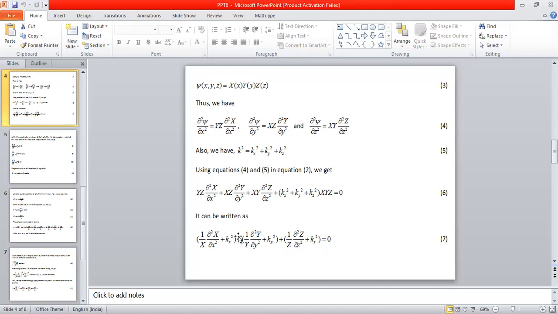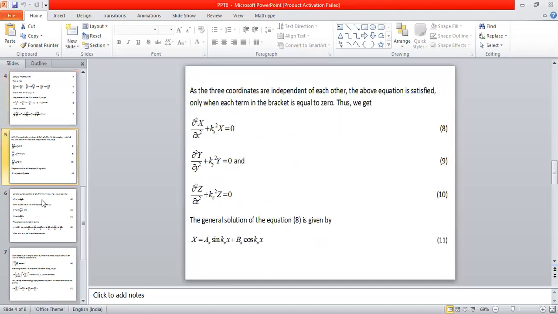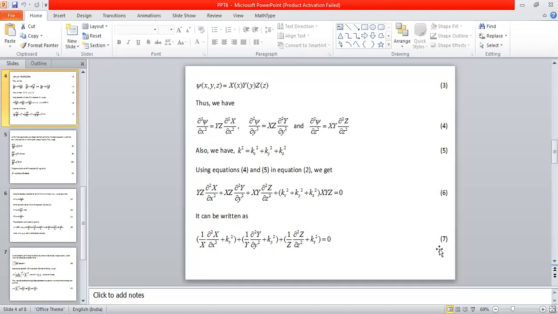So therefore, since we have three different terms which are independent of each other, the conclusion is that each one has to be 0. I mean, this whole equation 7 would be 0 only when each term in the bracket, the first term, the second term and the third term, separately are 0. Only then is equation 7 satisfied. Otherwise, equation 7 cannot be satisfied. Once we do that, we are going to get three different equations.